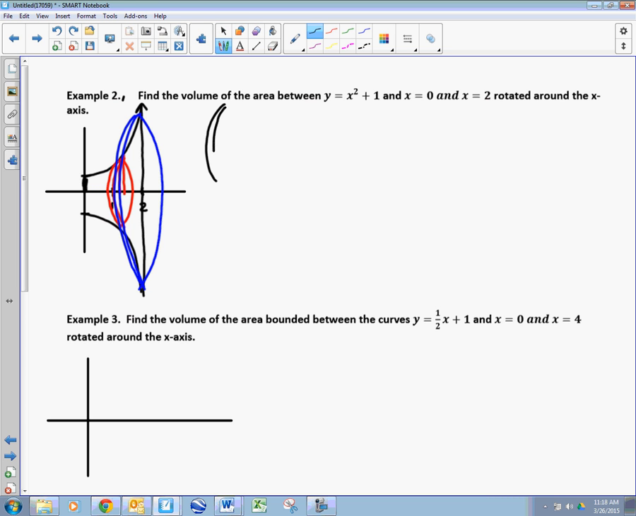Anyway, whatever it is, when I cut it, I get a disc. A disc is the shape I get when I slice off the ends. What is the width of the disc? Is it dx or dy? Dx. It has horizontal width. What is the center of the rotation? Y equals 0.